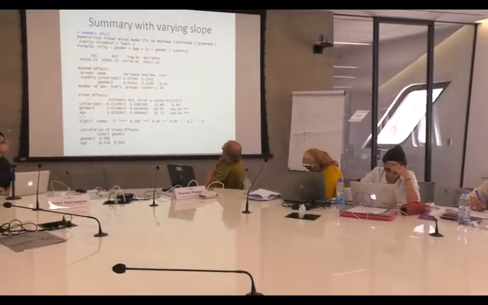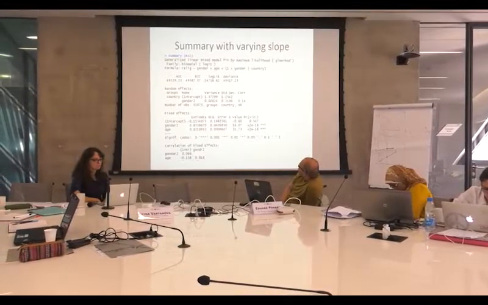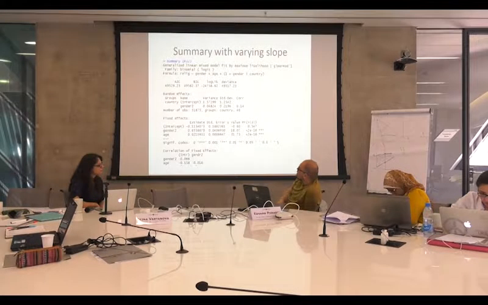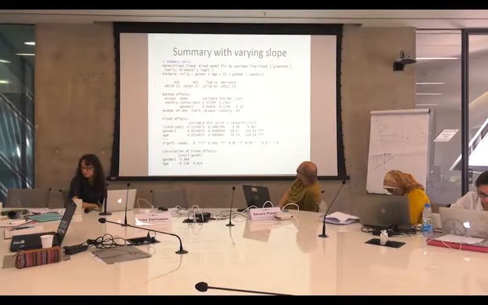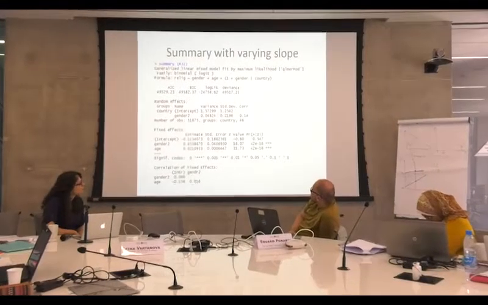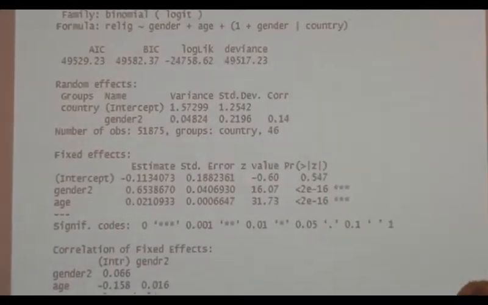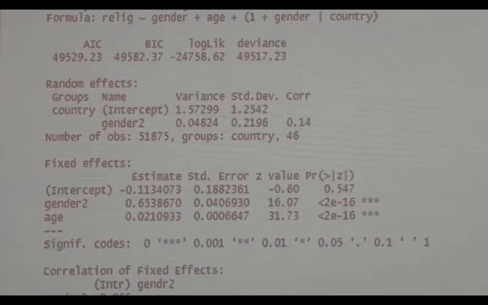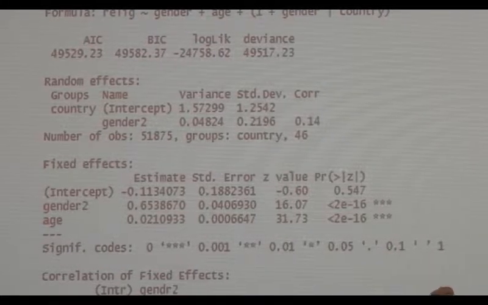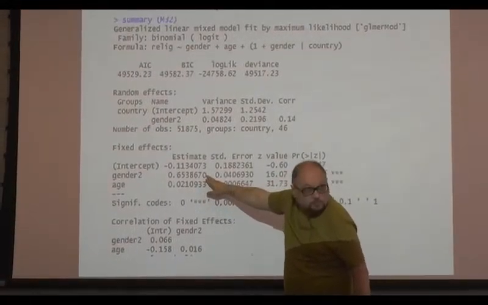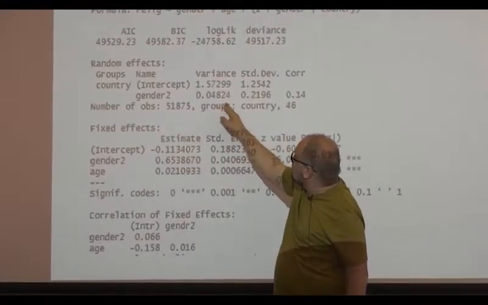Okay, let's look at the variance of slopes, right? So in model 3, where we have gender and age, but no second level predictor and no cross level interaction effect, the variance of slopes is estimated at 0.048, which is rather close to 0.05. So this shows that the difference between men and women in terms of religiosity varies a little bit country by country. In some countries this difference is greater, in some countries it is smaller. The fixed effect is this, but this is like the grand slope. And this gives you an idea of how much this varies.